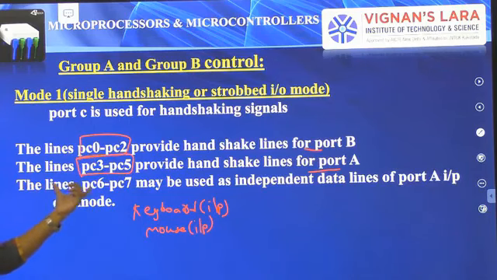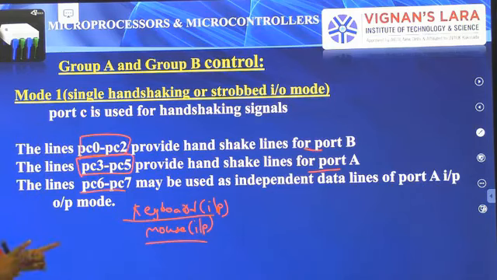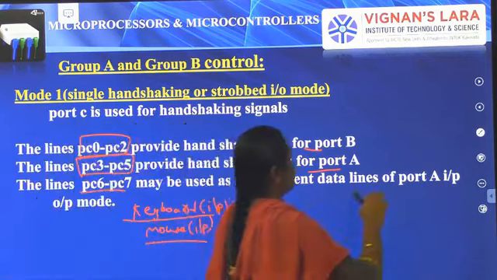These lines, port C6 and C7, may be used independently, that means combined or either individually. The keyboard is accessed as an input, and the mouse is accessed as an input. We are providing only a single operation in the programming by using mode 1 operation. Coming to the next slide.